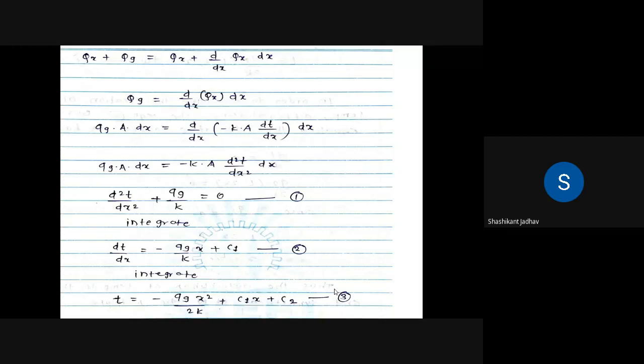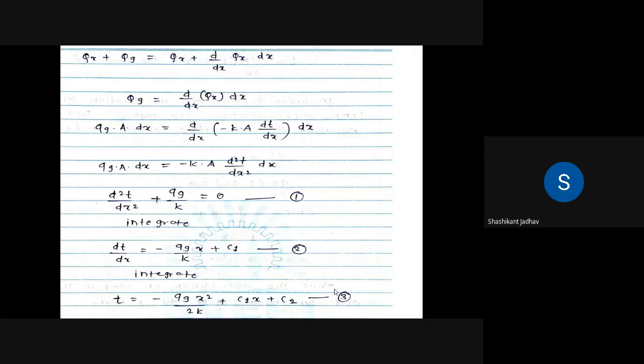Okay, so take the derivative. So small qg into a into dx is equal to what? Minus k into a into the derivative of dt by dx, which is nothing but d square t upon dx square, into dx. Okay, so in the left hand side there is the area, in the right hand side there is the area, then dx will be cancelled. So what is the remaining term? Write down d square t upon dx square plus qg by k is equal to 0, and that is the equation number 1.